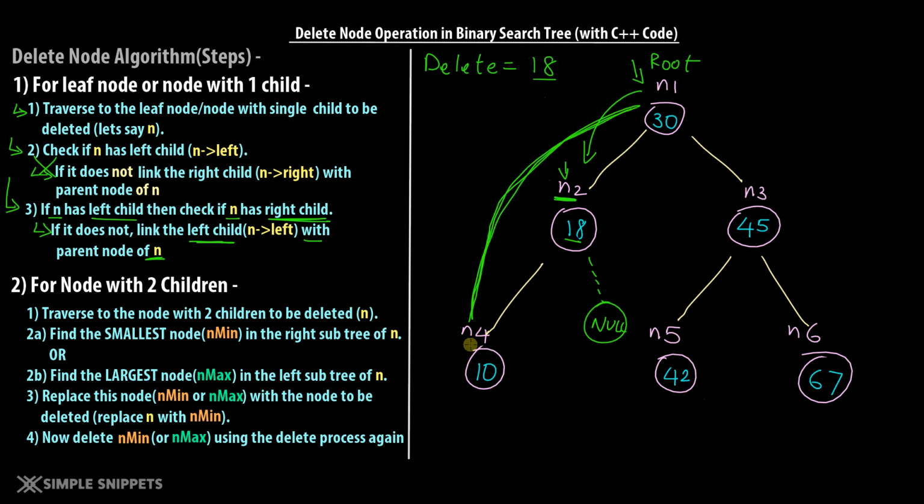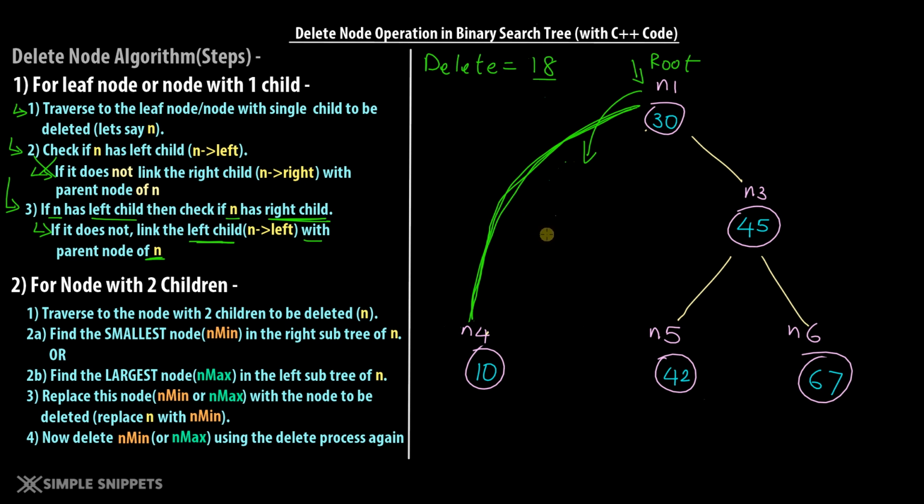And when n1 is now linked with n4, you can simply erase out n2. Correct? And when you do that, this link is broken. This link is broken. But now n1 is still linked with n4. So you deleted a node with a single child and you still maintained the link between the parent node and the child node of that node to be deleted. Correct?